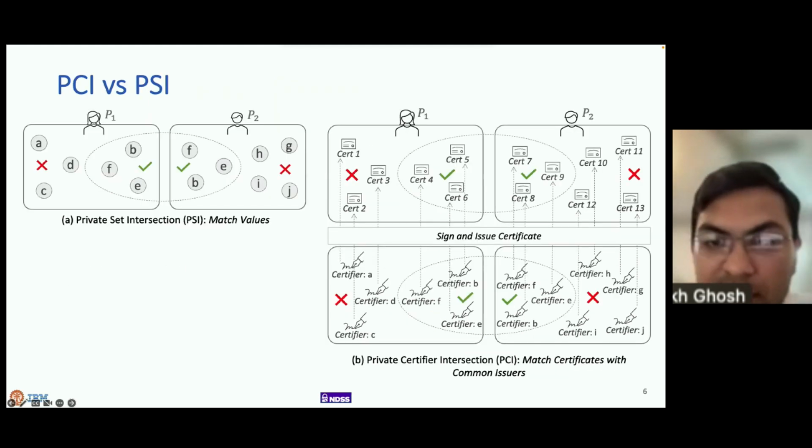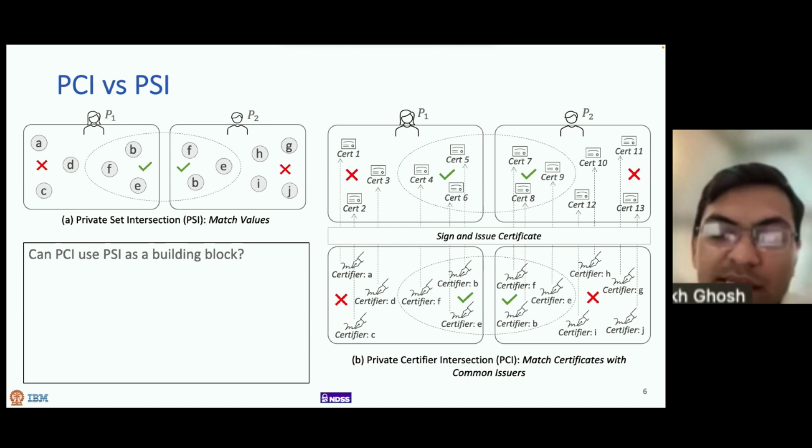So private set intersection, or PSI, protocols have been studied extensively in the literature. PSI protocols allow two parties to compute the intersection of input sets while revealing only information about the elements which are there in the intersection, and no information about the elements which are not there in the intersection. So PSI sounds very similar to PCI, right? So the question is, can PCI use PSI as a building block?